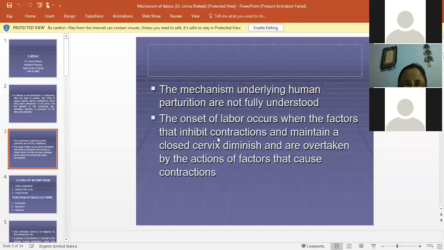Plus, once labor has started, the Ferguson reflex occurs. The presenting part causes stretching of the cervix, and because of the stretching of the cervix, the Ferguson reflex occurs. The sensation goes to the spinal cord, and from there goes higher to the posterior pituitary, causing the release of oxytocin, and this will lead to the progression of labor.